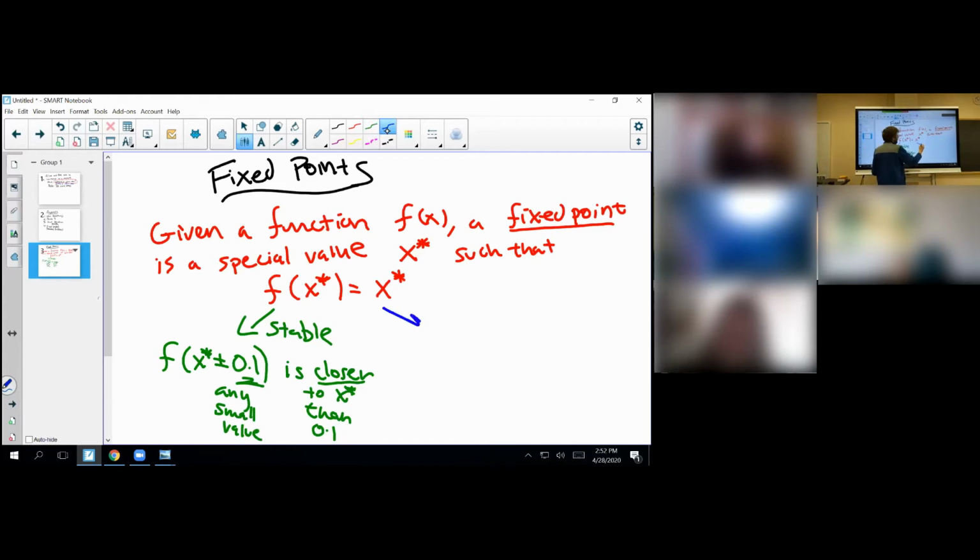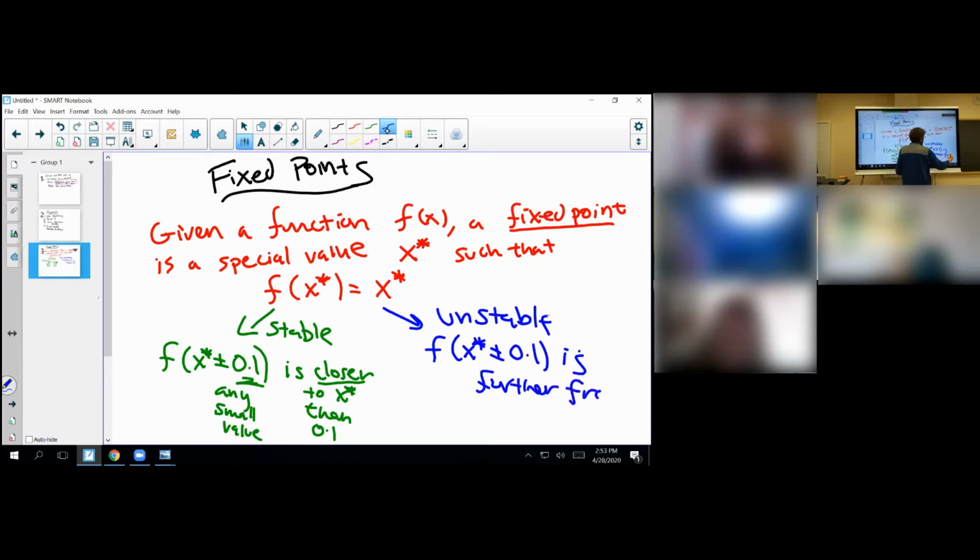Whereas this is unstable, basically, if this doesn't hold. So if f of x star plus or minus a little bit is further from x star than 0.1. So that's stable and unstable fixed points. So let's do an example.